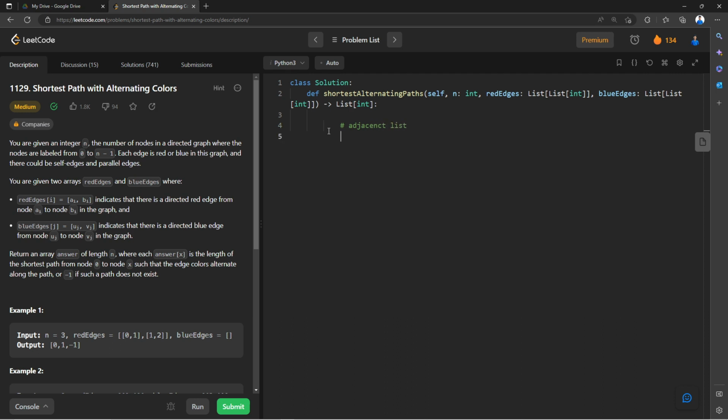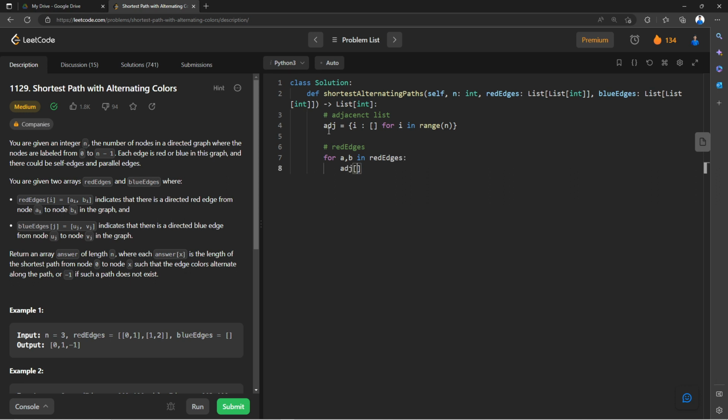So how can you create it in Python? First of all, let me write here: adjacent list is going to be empty for every node right now. So for every node, I'm going to say adjacent list is empty, for i in range of n. Fine. Now, guys, for every node it is empty. Now I have to fill the adjacent list, all the possible paths from node zero, node one, all the nodes, right? First of all I'm going to fill the red edges. I'm going to say for a, b in red edges.